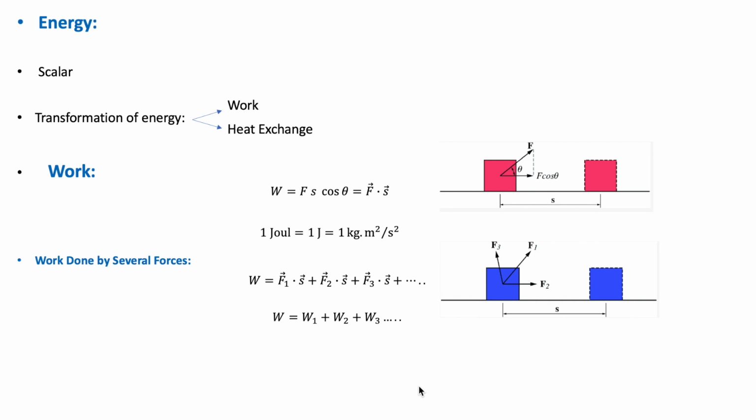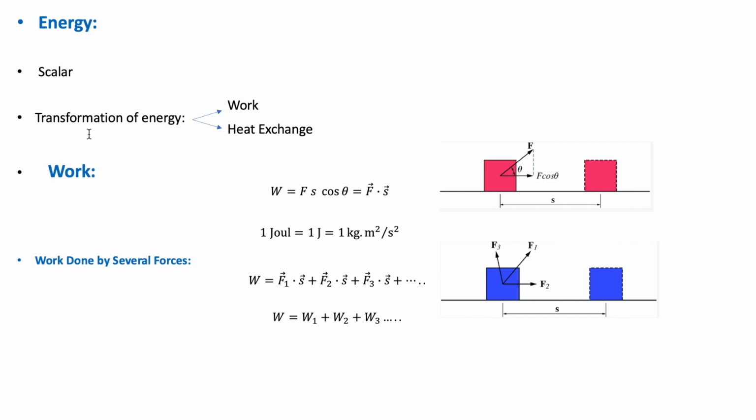And also, it cannot be created or destroyed. Energy can only be transformed from one form to the other. For example, if energy were to be exchanged between objects inside the system, then the total amount of energy, the sum of all forms of energy in the system, will remain constant, okay?